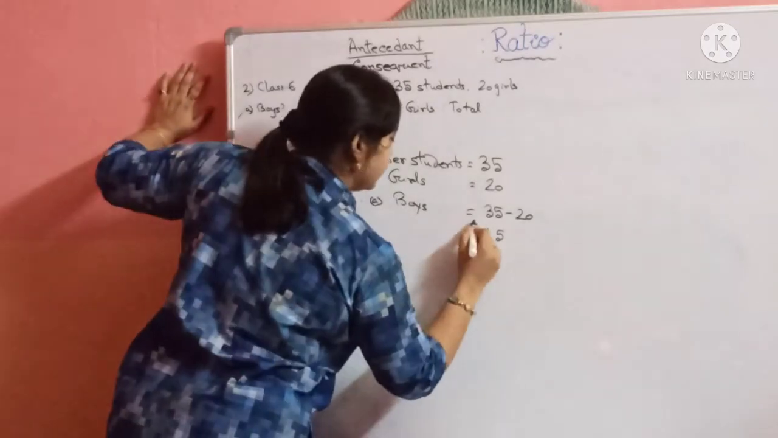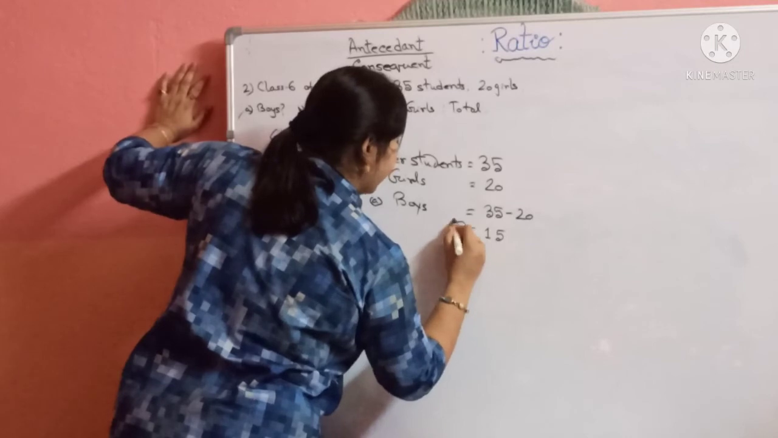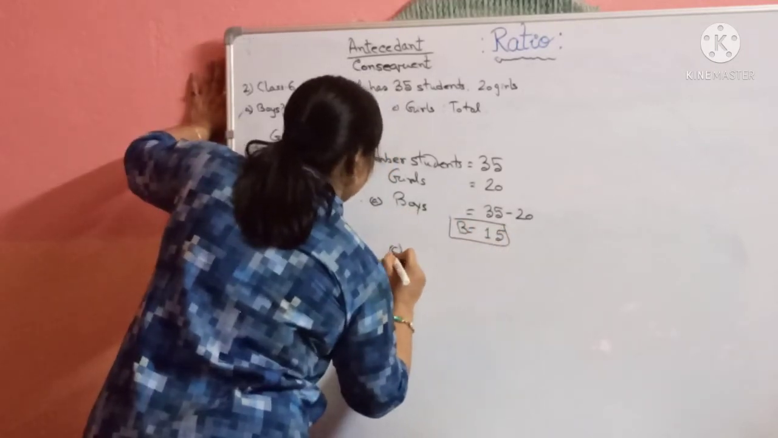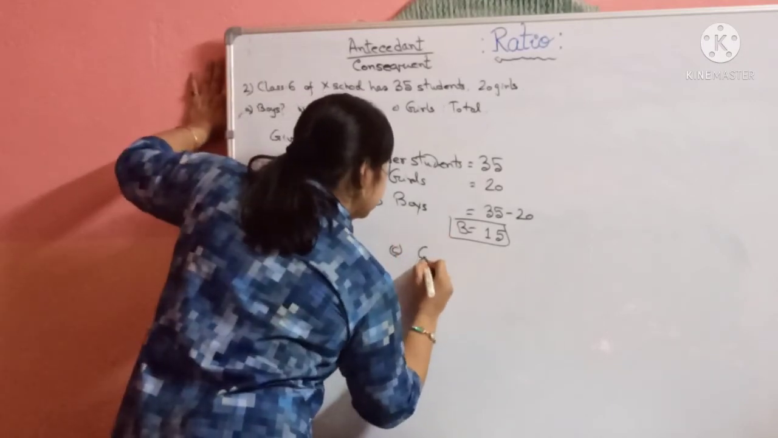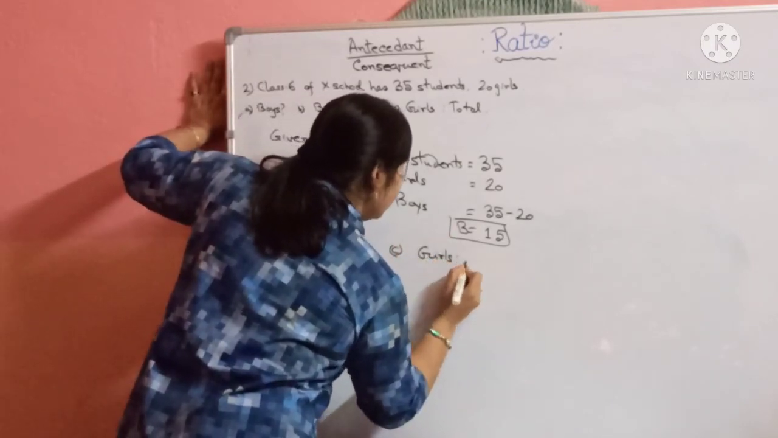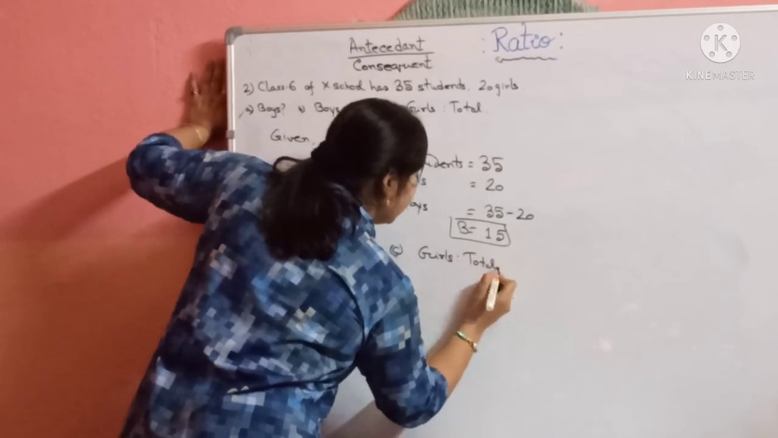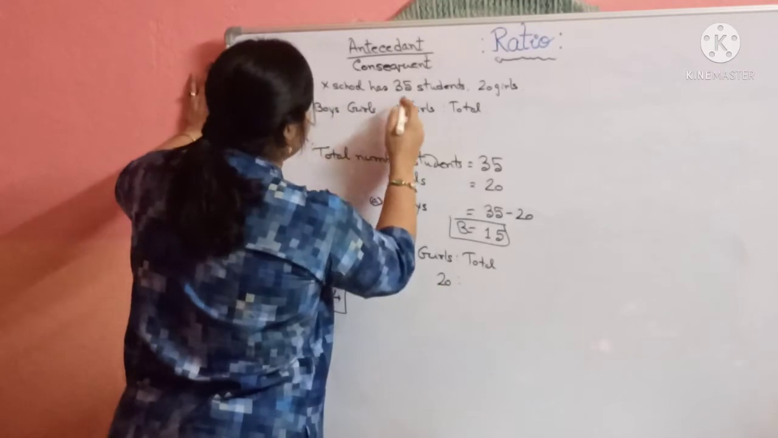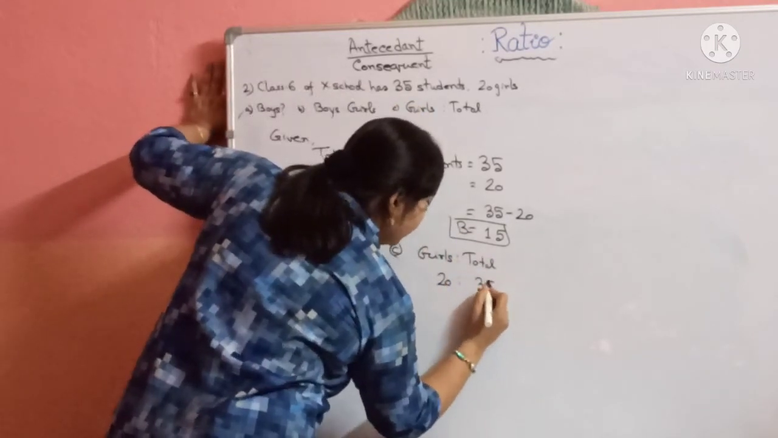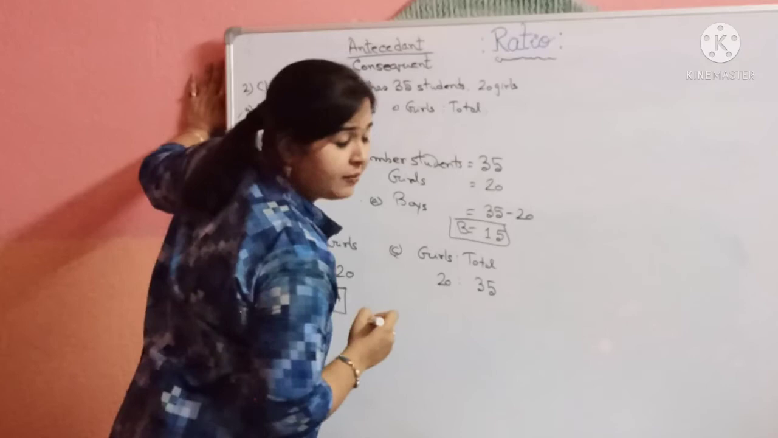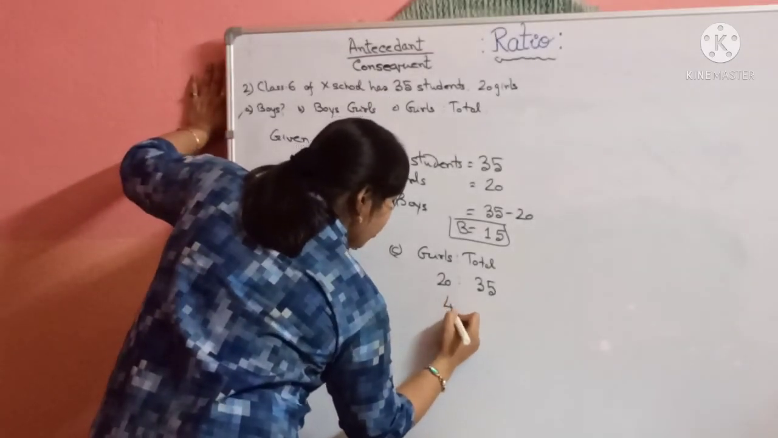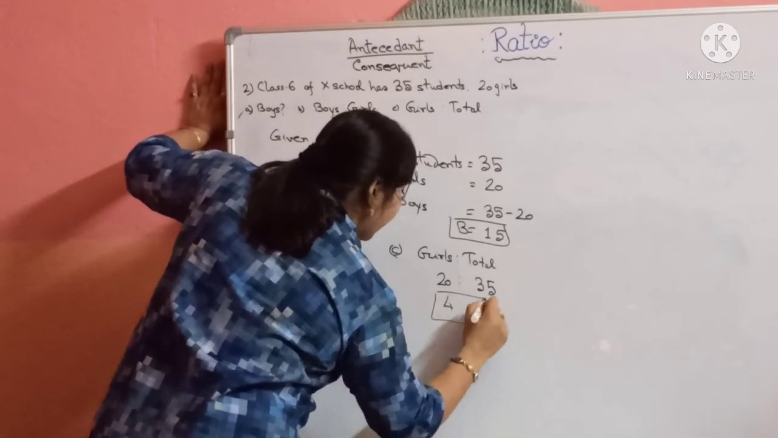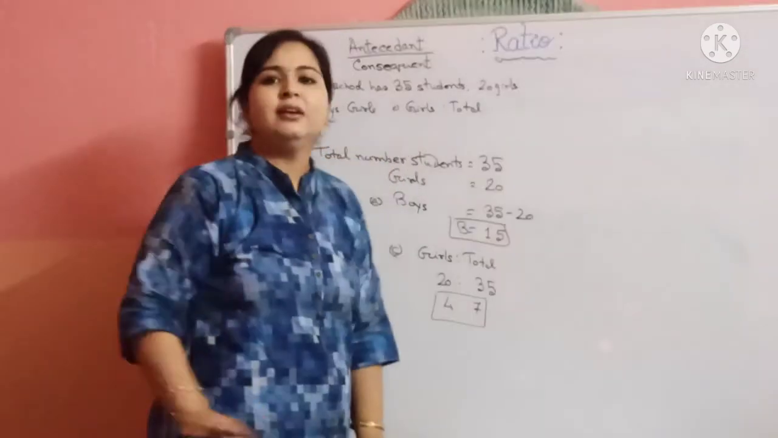This is our answer for B, and lastly part C, girls is to total number of students. What is the number of girls? 20 is to 35, the total number of students. Here also, what is the common divisibility factor? 5. So, 4 is to 7. We have found our answer, and with this, we have done ratio.